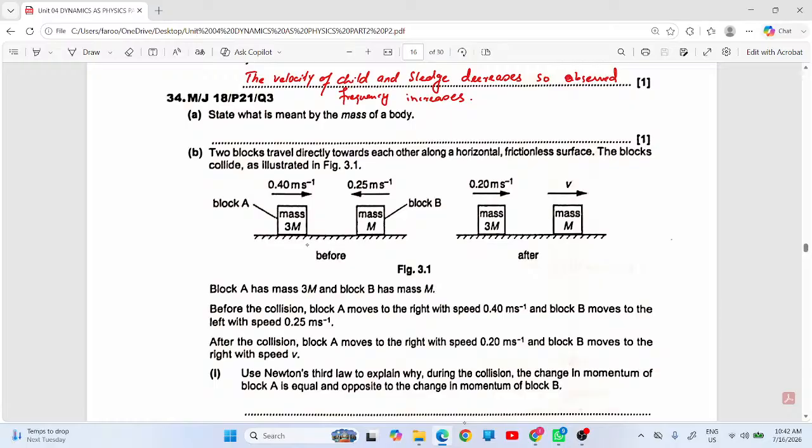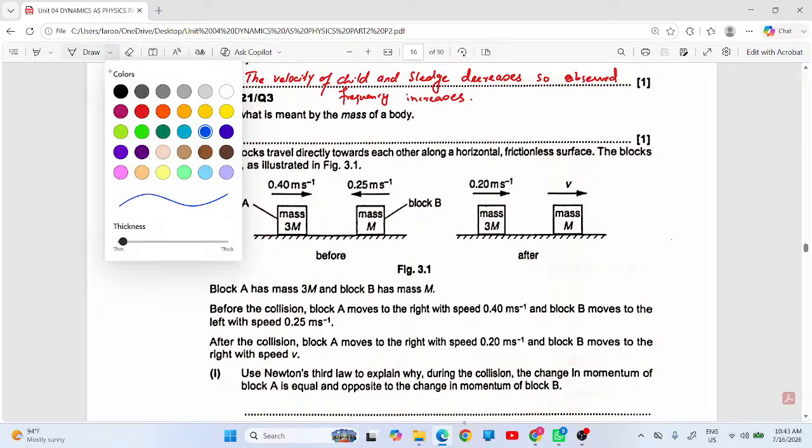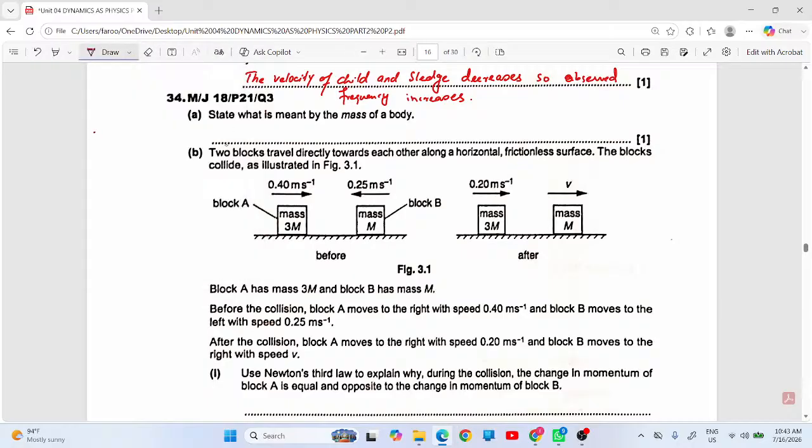Question eight, what is meant by the mass of the body? The amount of molecules in a volume in the body. क्या होता है? तो हम लिखेंगे the quantity of matter in a body.